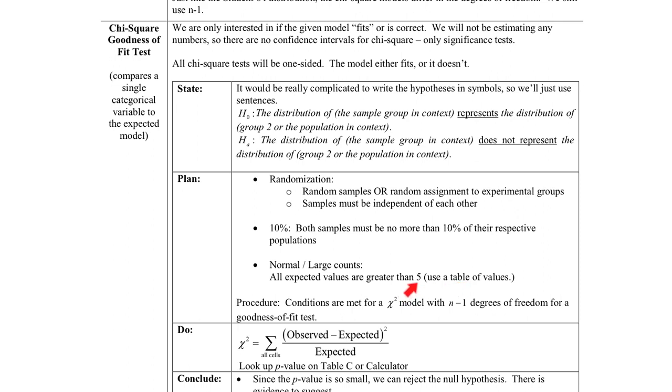So as long as I make sure that my sample is large enough, that none of my categories are 5 or smaller, I'm good. Conditions are then met for a chi-square model. And we just looked at our formula, and we can look up the p-value on table C or use a calculator.